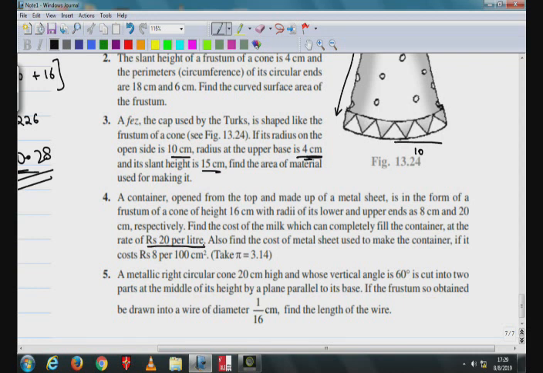So we have to figure out the cost of the milk which will completely fill the container, and the rate of the milk is 20 rupees per liter. So first you have to figure out the volume of that cone, a frustum of cone.